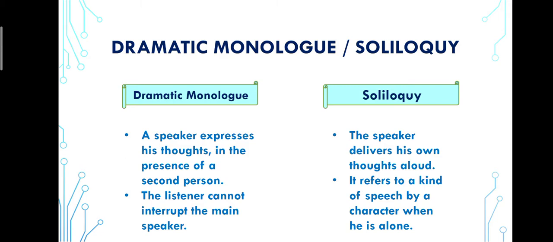Now let's talk about how dramatic monologue is different from soliloquy. In a soliloquy, the speaker delivers his own thoughts aloud without being interrupted or disturbed by any other person. It generally refers to a speech by a character when he is all alone. On the other hand, in dramatic monologue, there is always a second person to whom the thoughts of the speaker are presented. But the second person or the listener cannot interrupt the main speaker. So, this is the difference between dramatic monologue and soliloquy.